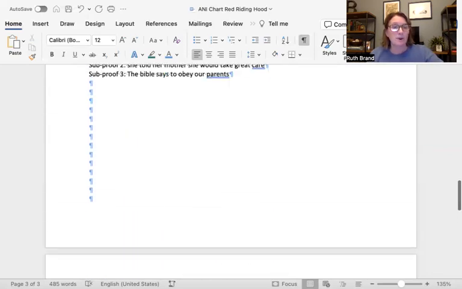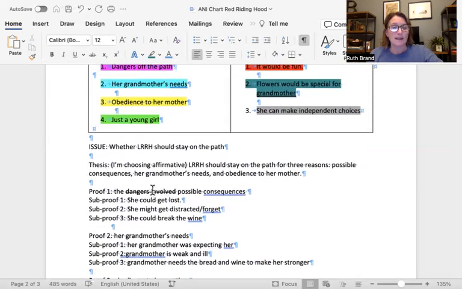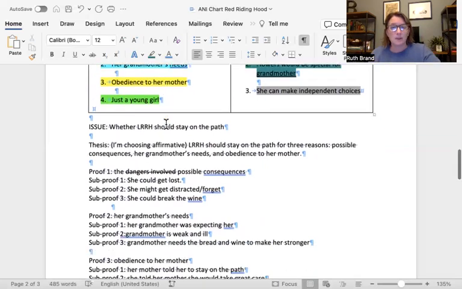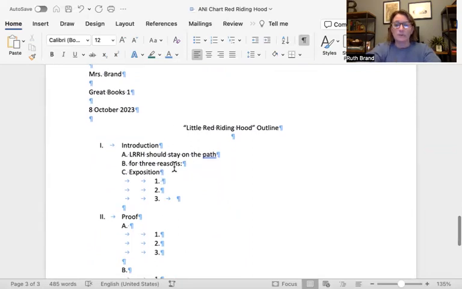So I'm going to go back to my work and look. I picked a working order and I started with the possible consequences. You can decide what order you want to go in with these proofs that you've made. That's your choice. You get to choose which is most important, which you'd like to go first. I picked the possible consequences. So I'm going to write possible consequences.